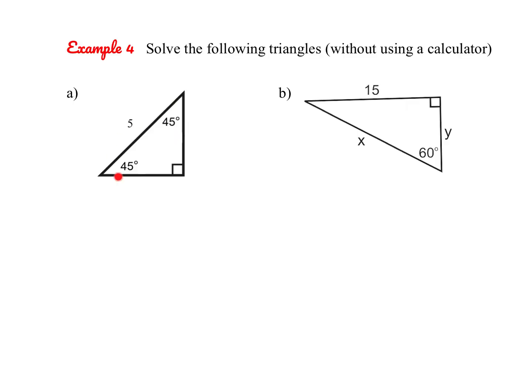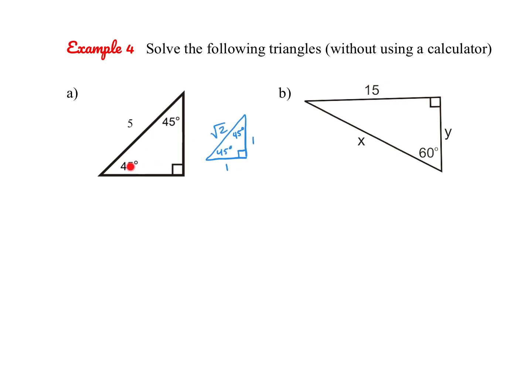Okay, let's look at the first part of example 4. So we're going to find the missing parts. So here we have a 45, 45, 90. So like I said, I like to draw my own triangle, and I like to try to make it the same orientation. So I try to draw the angles kind of in the same location. And then I mark it up with our starting ratios, 1, 1, root 2.